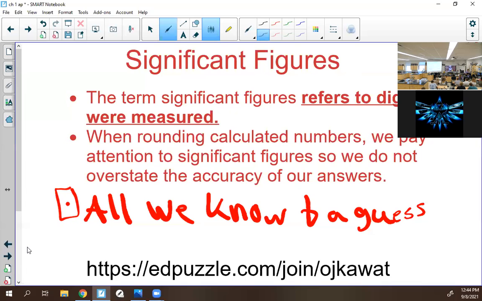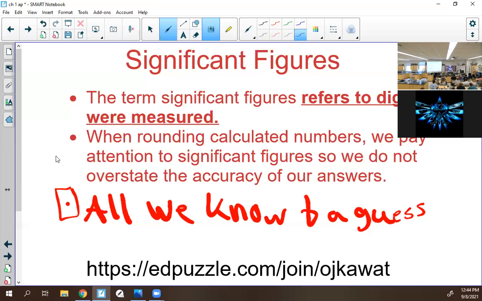So if you paid no attention to anything yet, at least pay attention to this part about significant figures. The term is used to refer to digits that were measured. So it's not like the score of a football game. It's not your grade. It's something that we went and measured in the lab. And when we report that, we need to be very specific how we report it.